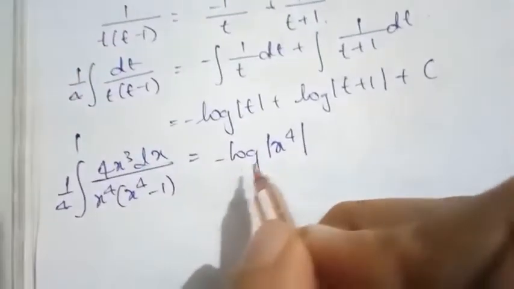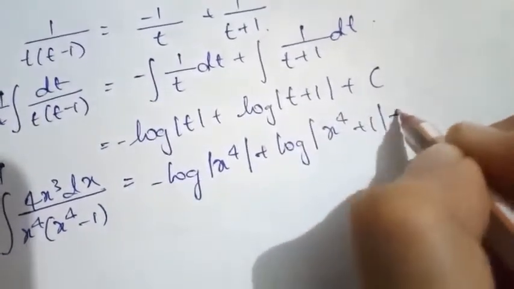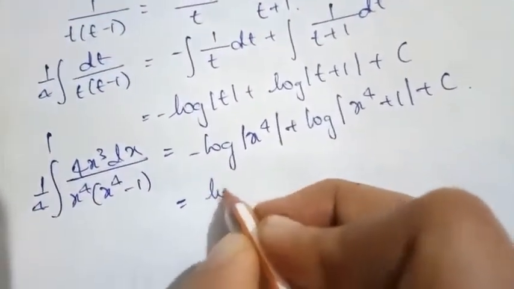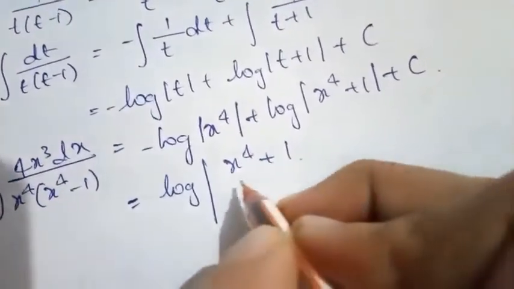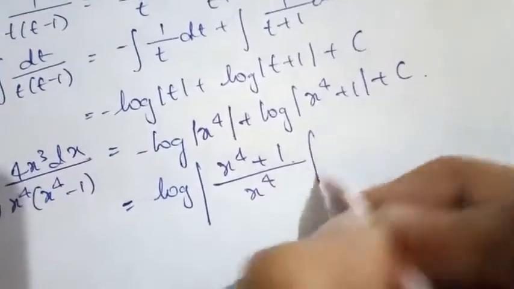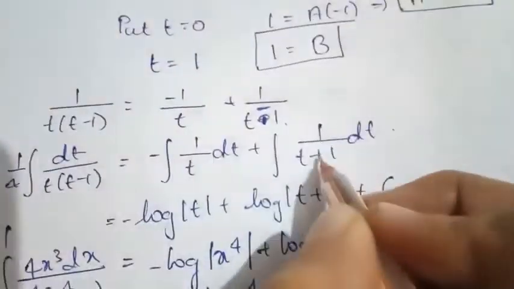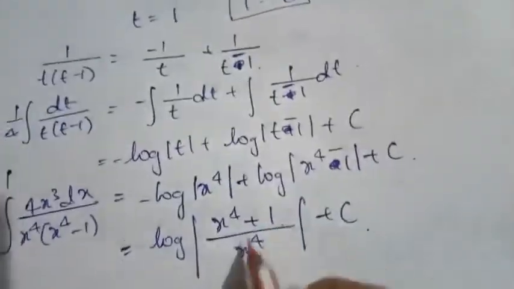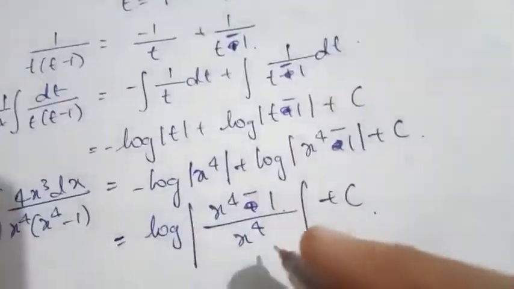T value was what? That was x power 4. So minus log x power 4 plus log mod x power 4 plus 1 plus c. So this is nothing but what? Log of mod x power 4 plus 1 divided by x power 4 plus c. See guys, I have done the mistake here. It was t minus 1. Once we make a mistake, it follows for the whole question. So it is x power 4 minus 1. So it is log of mod x power 4 minus 1 divided by x power 4 plus c.